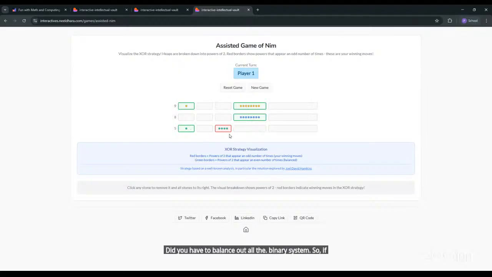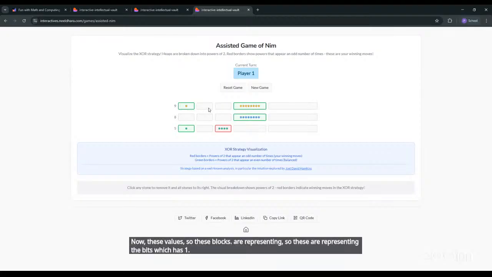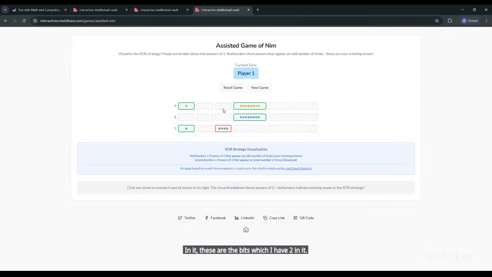If you XOR these values, these blocks represent the bits which have 1 in them. This is 2 squared, this is 2 cubed, and this is 2 to the power 4. Now, 9 you can represent as 1 0 0 1, 8 as 1 0 0 0, and 5 as 1 0 1. If you XOR sum these in binary format, 1 plus 1 will be 0, then 0, then 1, and 0. So it will be 0 1 0 0.